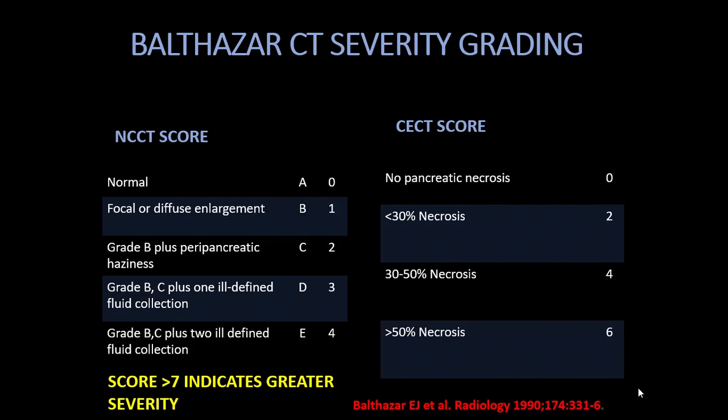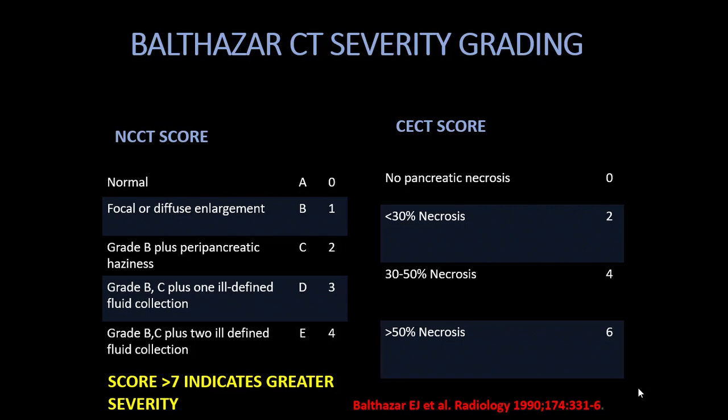So this is the Balthazar CT severity grading. Basically we look at the pancreas status, and we do a contrast-enhanced CT scan to look for the necrosis status. They have given a four-grade scoring system.